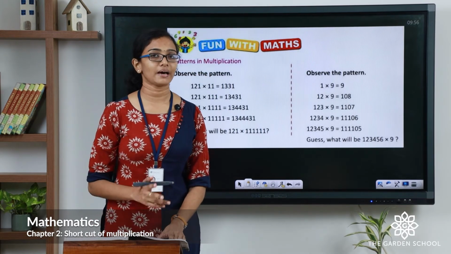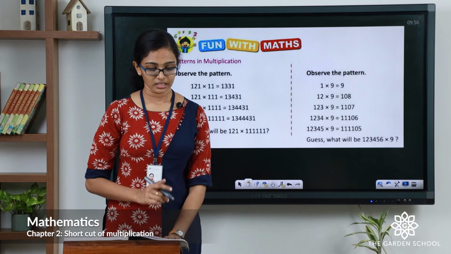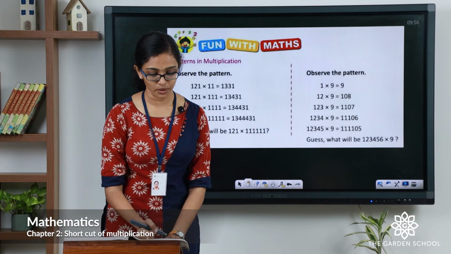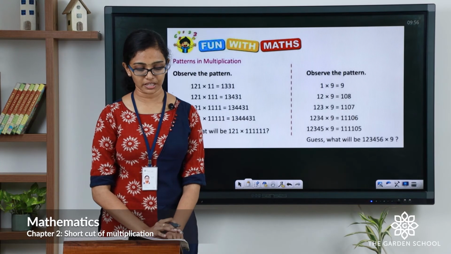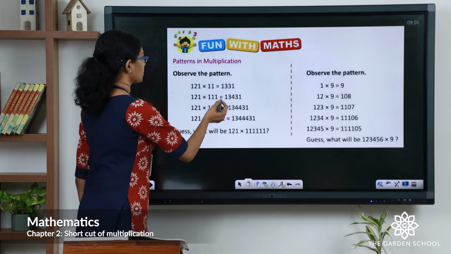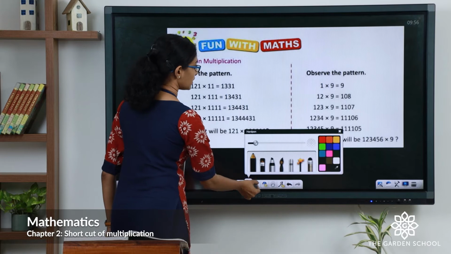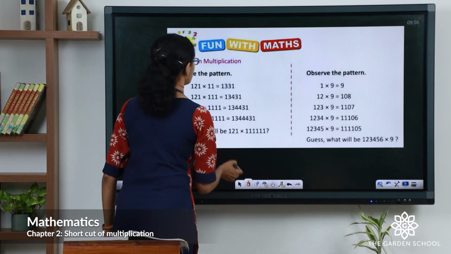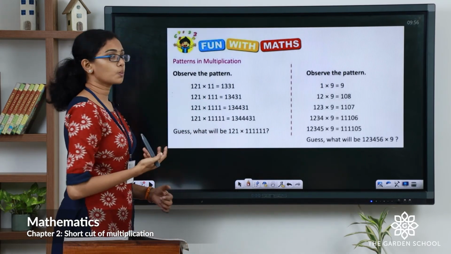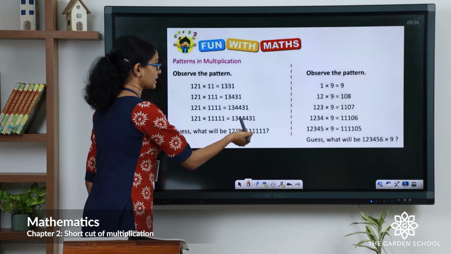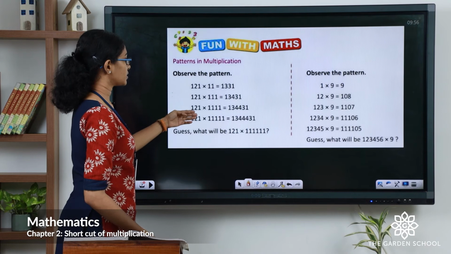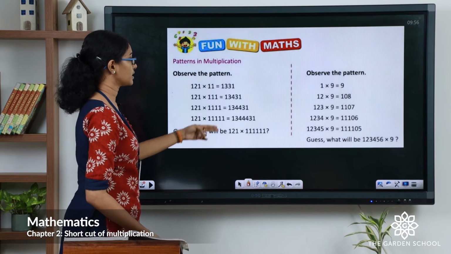Now, in the same page, do you see this heading, Fun with Maths? And it's about some patterns in multiplication. See, you can look into your textbook now. The first one, observe the pattern. 121 into 11 equal to 1,331. And 121 into 111 is equal to 13,431.